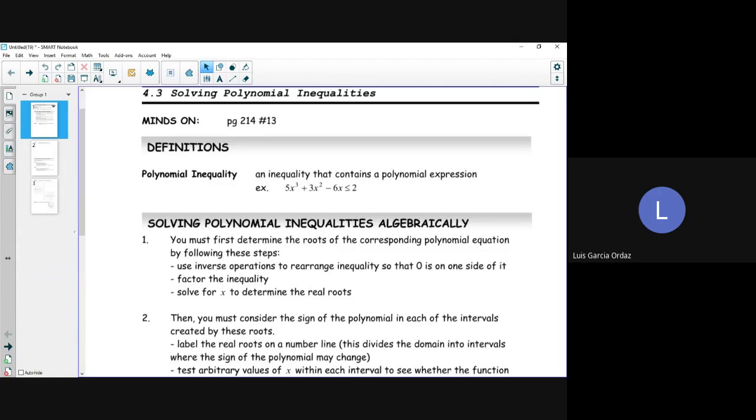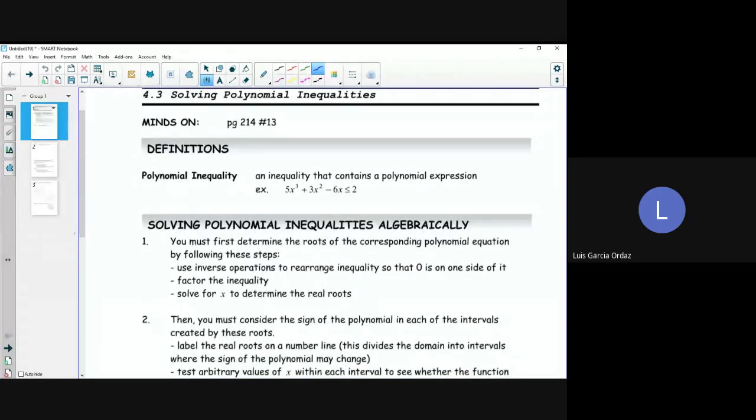And remember from what we said yesterday, we just have to move this over and make the right side 0. So it turns into 5x cubed plus 3x squared minus 6x minus 2 is less than or equal to 0. That's what we want to put it as all the time. Okay? So there are some steps when solving polynomial inequalities, so we're going to go through them.